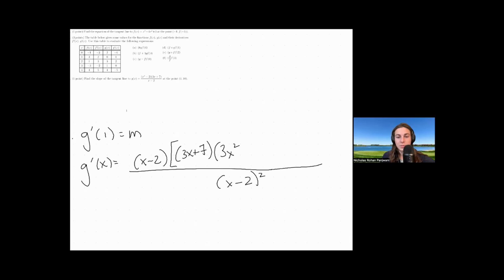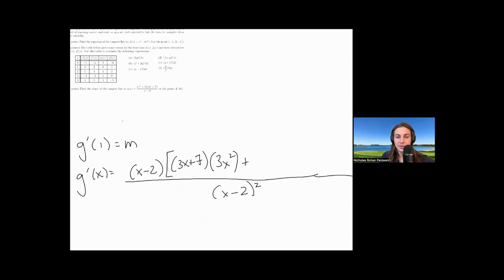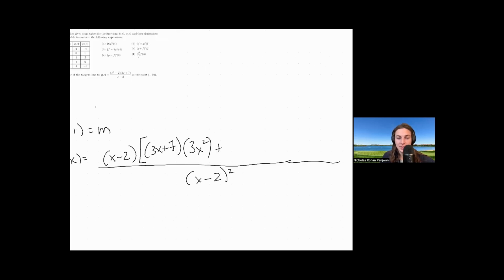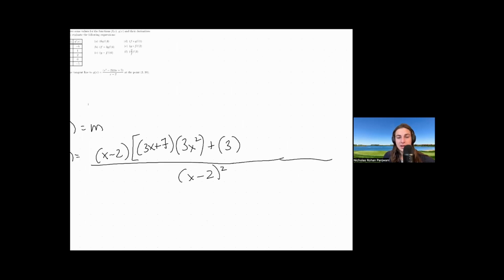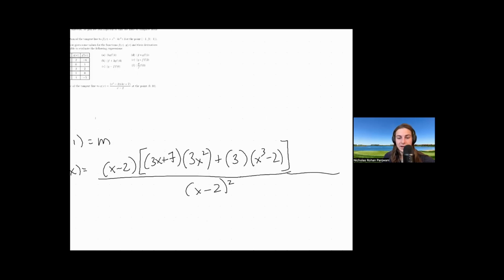And then again, this is all the product rule. So we have a plus in between. Now we switch which one we're taking the derivative of. So the derivative of 3x plus 7 is 3 plus the derivative of the constant, which is 0, times x cubed minus 2. Boom. So that's the derivative of the top, that whole bracketed part there.